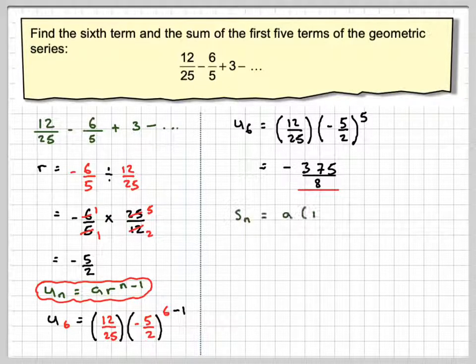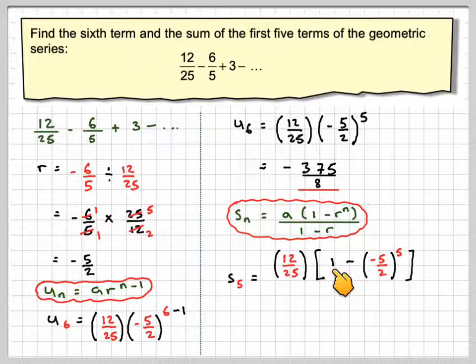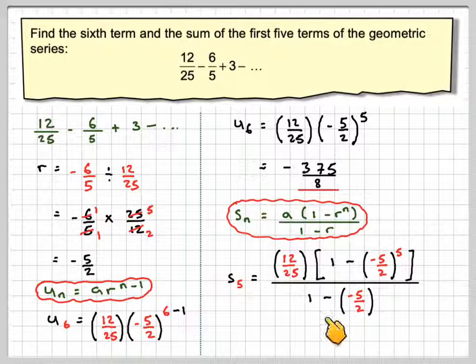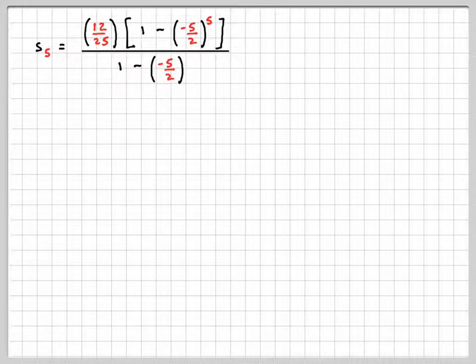Now, to find the sum of the first 5 terms, the sum formula is Sn equals a times 1 minus r to the n, over 1 minus r. So the sum of the first 5 terms will be the first term, which is 12 over 25. Now we have to be extremely careful here. We've got 1 minus minus 5 over 2 to the power of 5, over 1 minus minus 5 over 2. So writing that out again. Right, so being careful here, we're going to have 12 over 25.